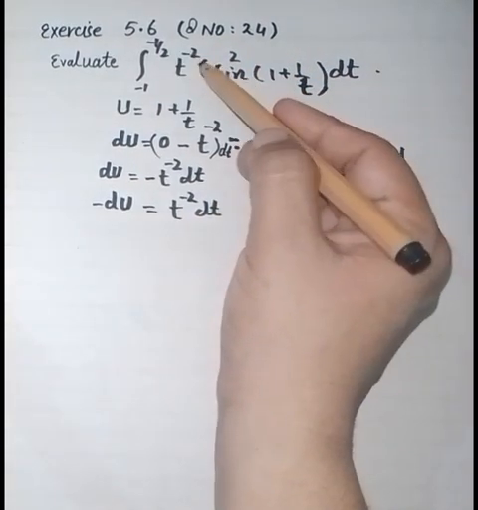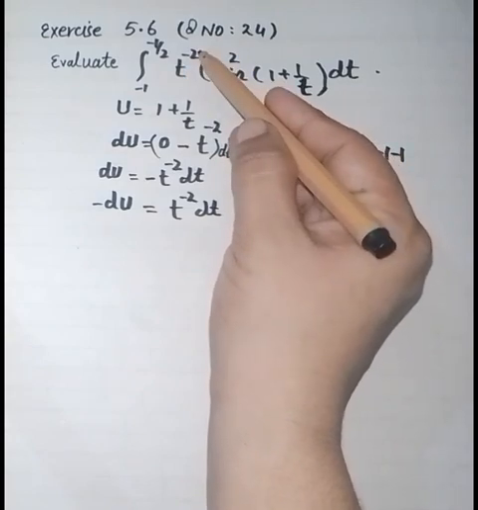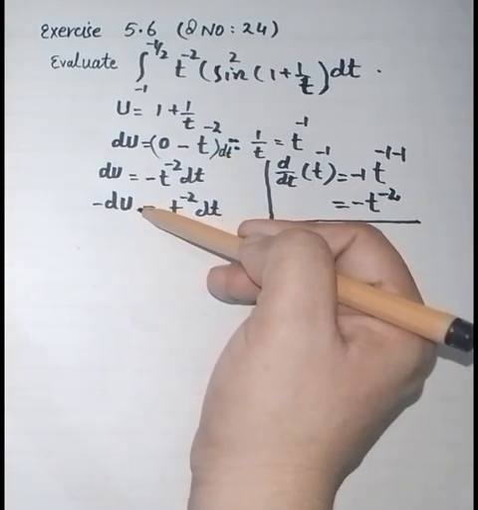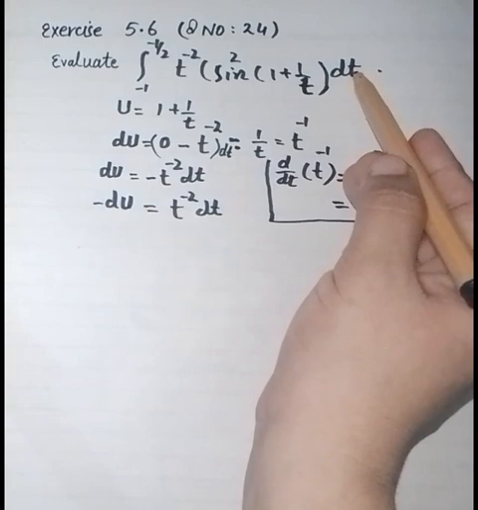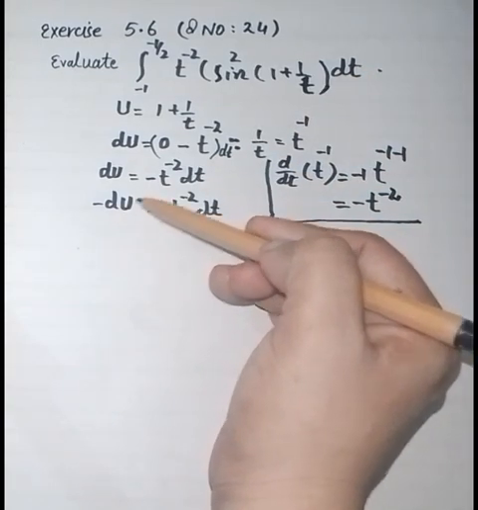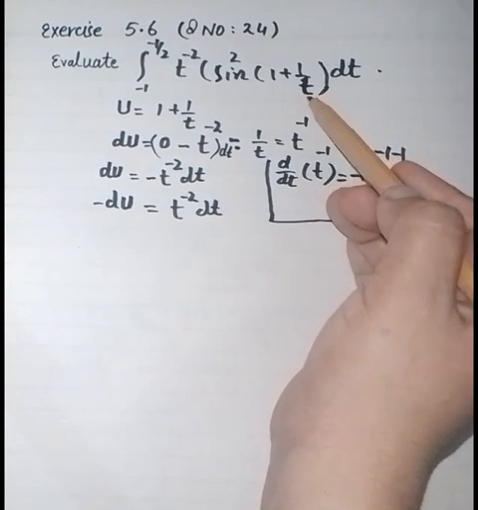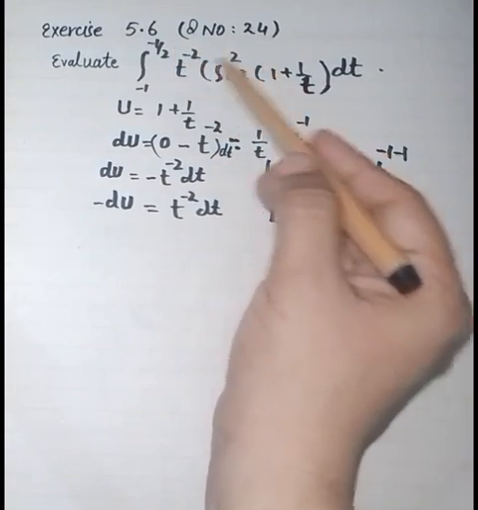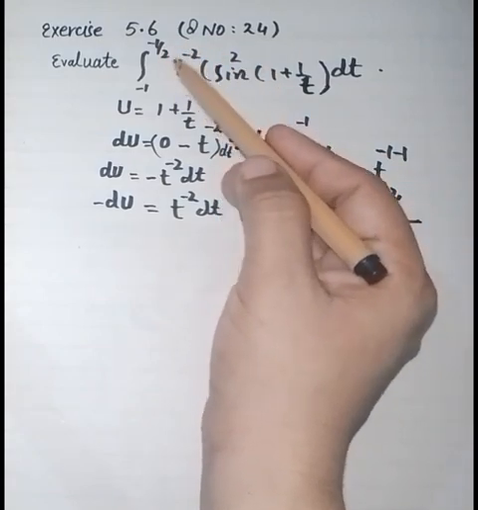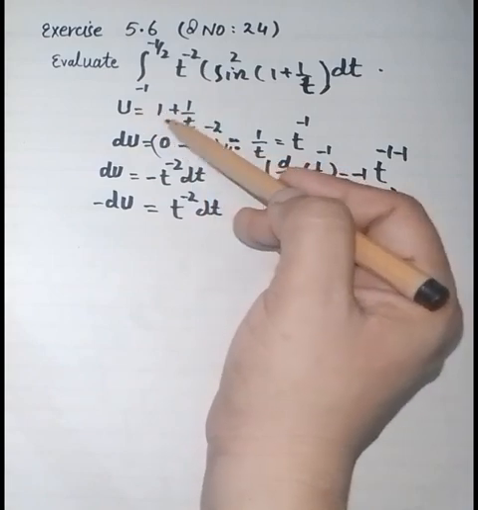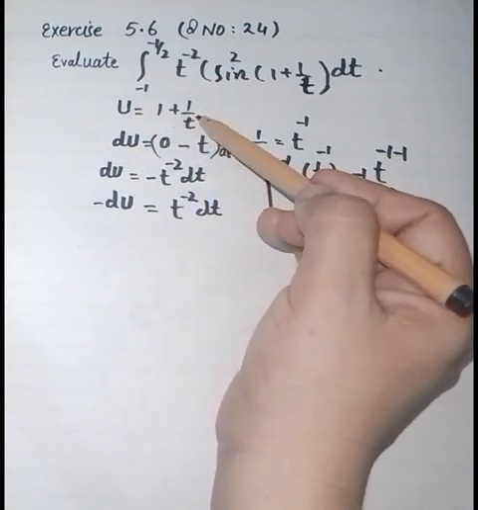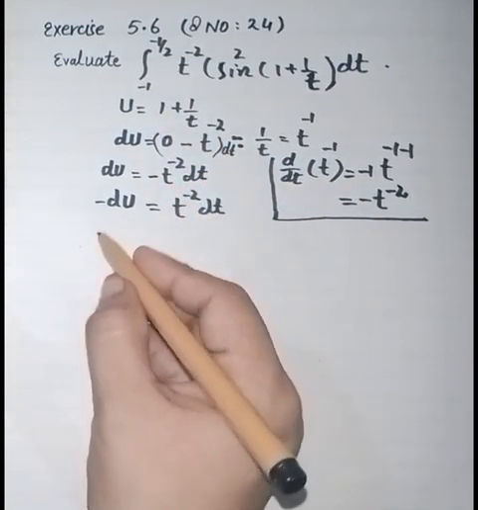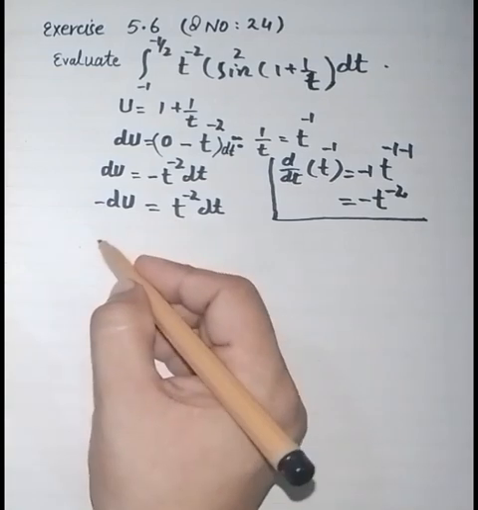Now in the given integral, where the term t to the power of minus 2 dt is present, we will replace it with negative du, because t to the power of negative 2 dt is equal to negative du, and 1 plus 1 by t is equal to u. But we see that the lower and upper limits are in terms of t. We will also convert these values in terms of the variable u, which we have substituted in place of 1 plus 1 by t. So now see, if t is minus 1, then what is the value of u?